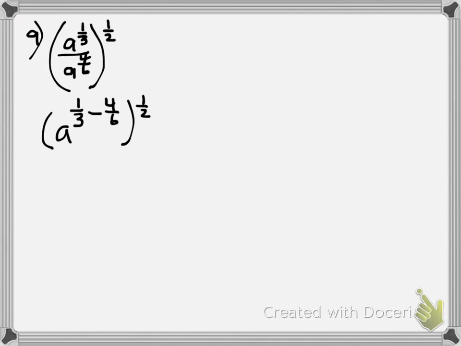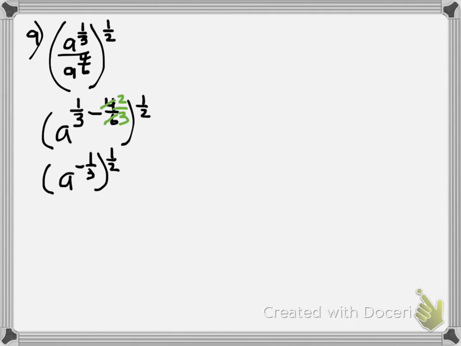Now I have a couple options here. Option 1 would be to find a common denominator between 3 and 6, which would be 6. Or option 2, be smart about it and notice 4/6, I could simplify that. 4/6 shares a factor of 2, divide 2 out of each of them, and I get the 2/3 power. Now, here's the great news: that now has the same denominator as the a. So when I take 1/3, take away 2/3, I get a negative 1/3.